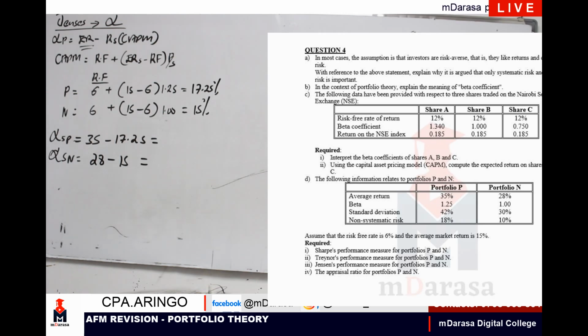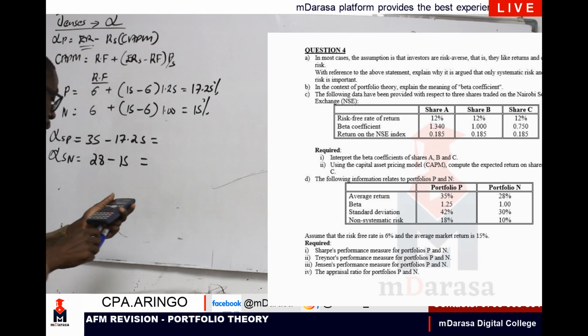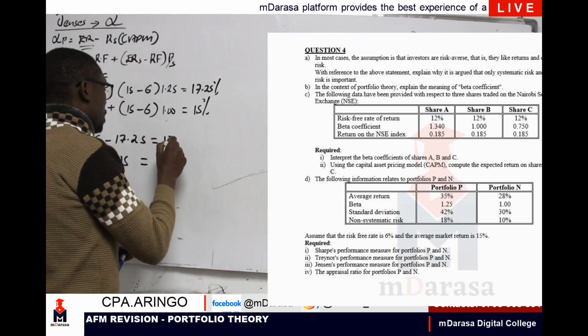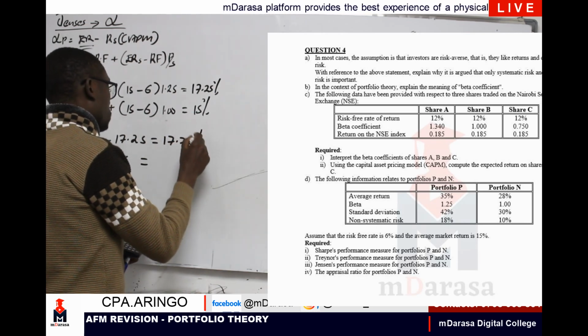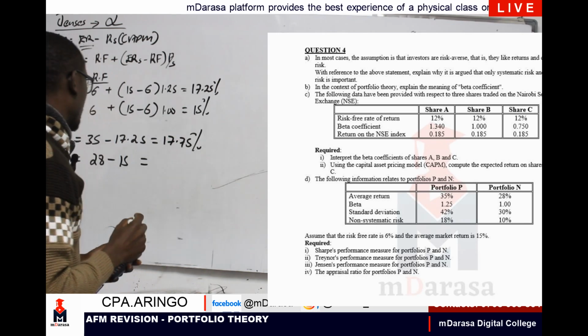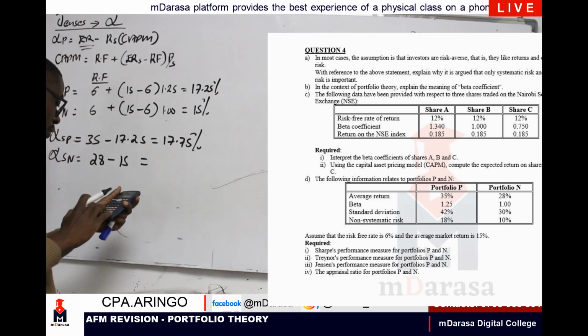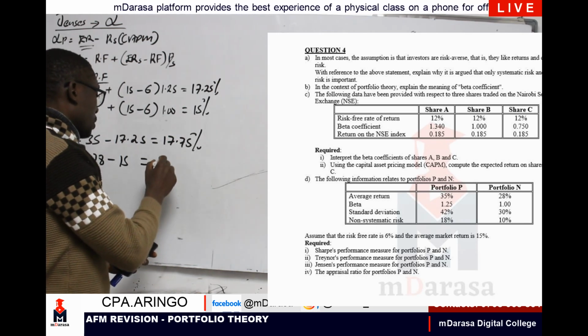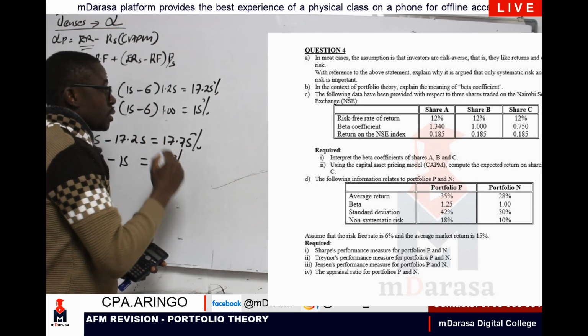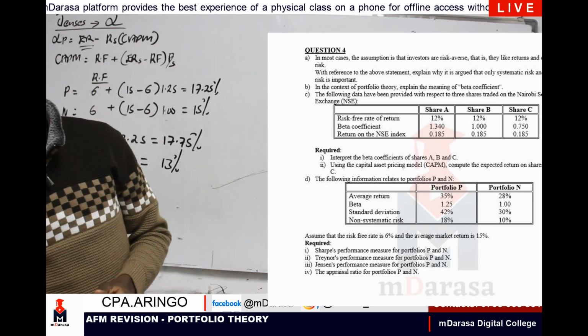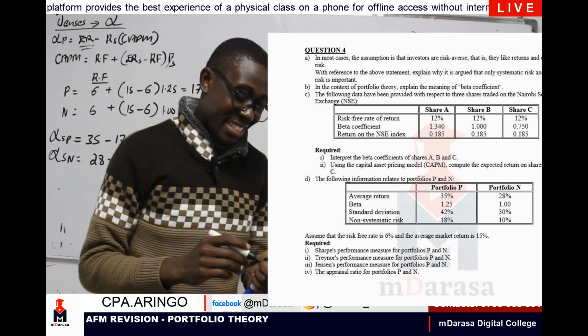This will literally give us a value of basically 35 minus 17.25%. This should give me 17.75%. Whereas the other one, 28 minus 15, this should give me 13%. And we are done with that part.